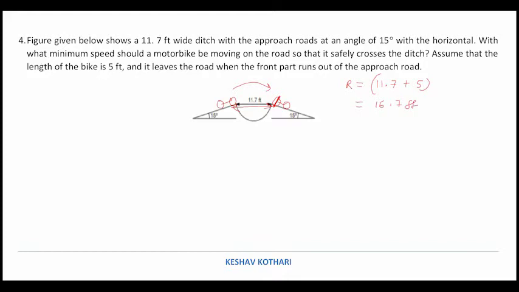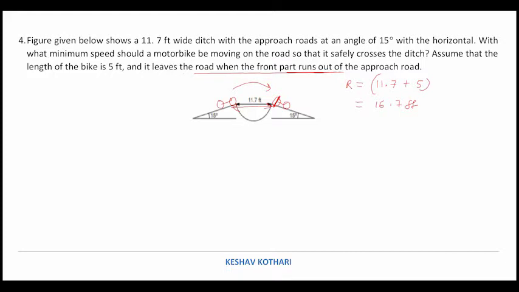Because if the front wheel lands here, then the rear wheel will go into the ditch. So in order to make the landing successful, it is necessary that the rear end must land on this side, and as the question is saying that it leaves the road when the front part runs out of the ground of the approach road, we have to add the length of the bike to the range value.